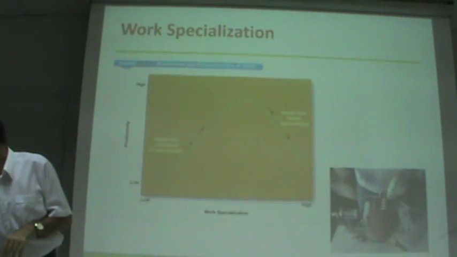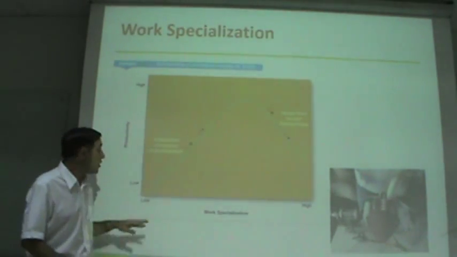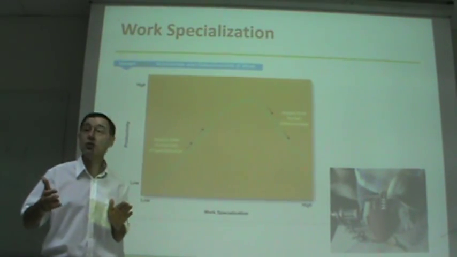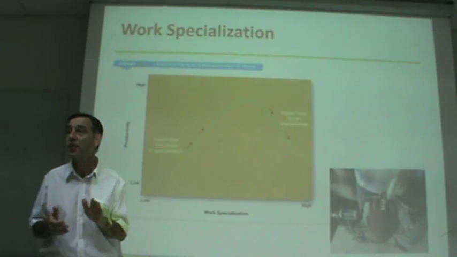So, number one, work specialization. How narrow is the work of every person?